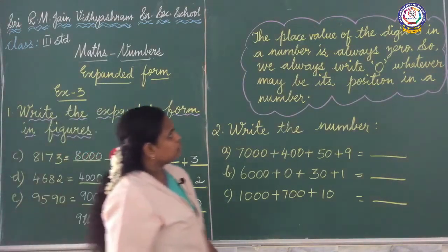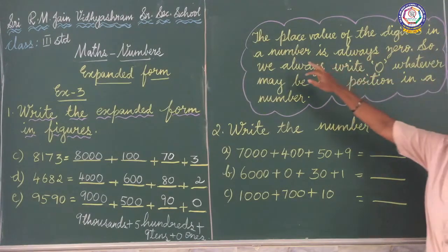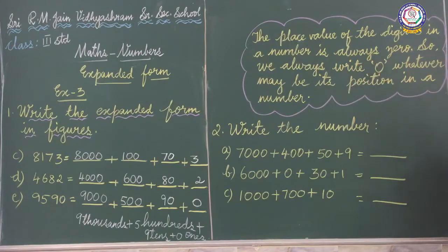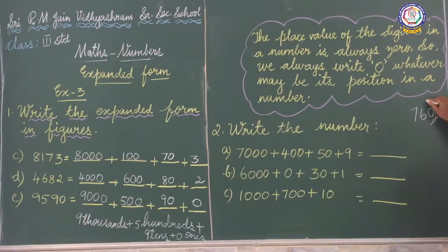Next, see, the place value of the digit 0 in a number is always 0. If the place value of the number is 0, suppose I am writing 7608, that place is tens, but the place value is 0. That only they have given. The place value of the digit 0 in a number is always 0 only.